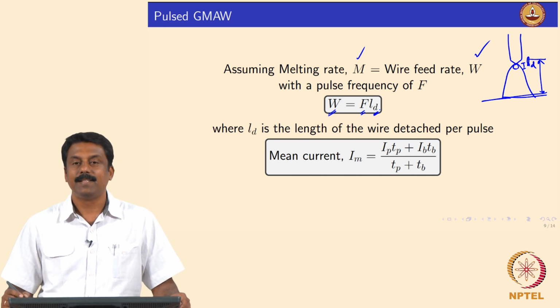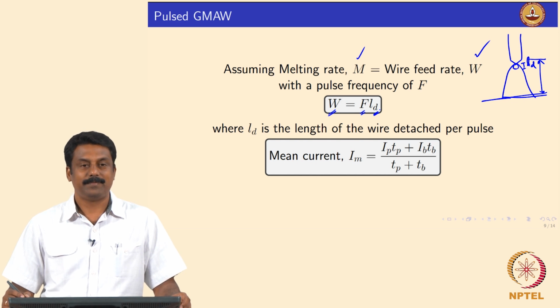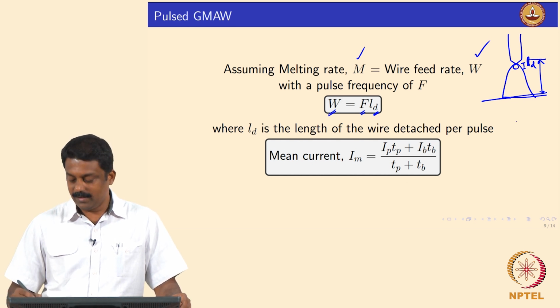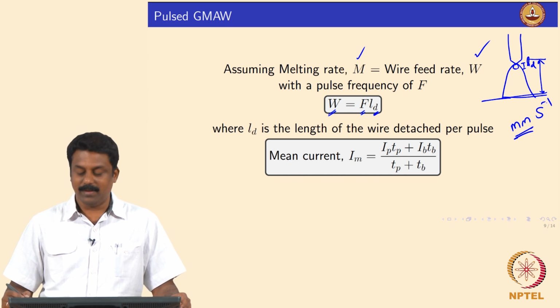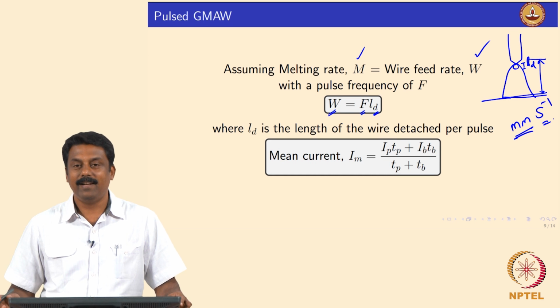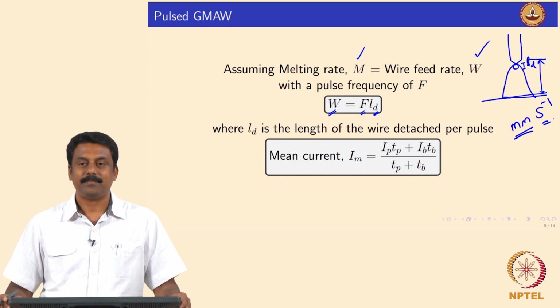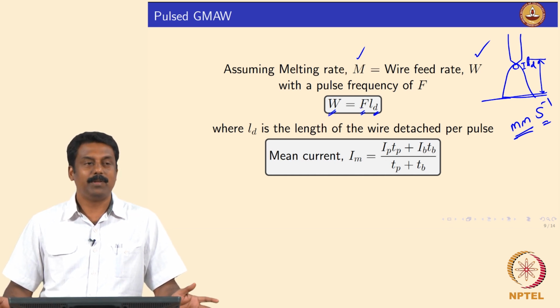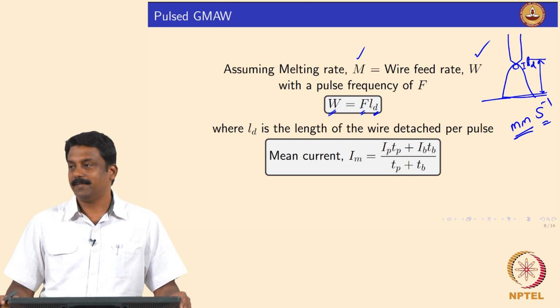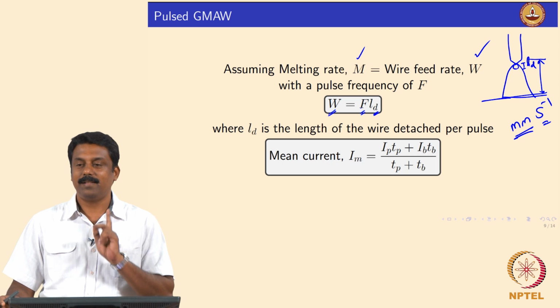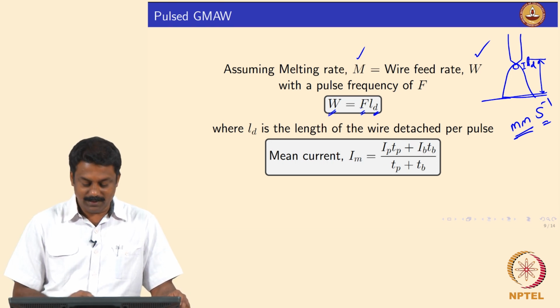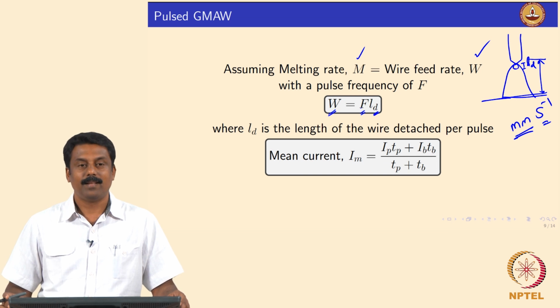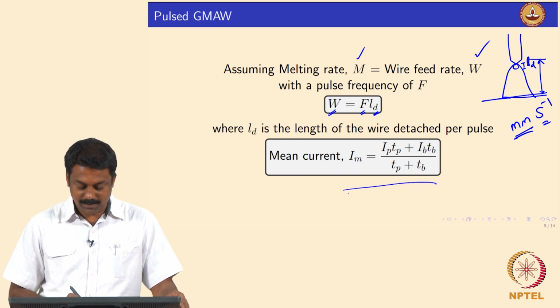So, what is F? F is the frequency. The unit is mm per second, isn't it? Basically how many mm you transfer in a second, that is the wire feed rate. What is per second here? It is the frequency. Frequency is the number of pulses per second, because you transfer one droplet per pulse. So, this is a relationship we have.